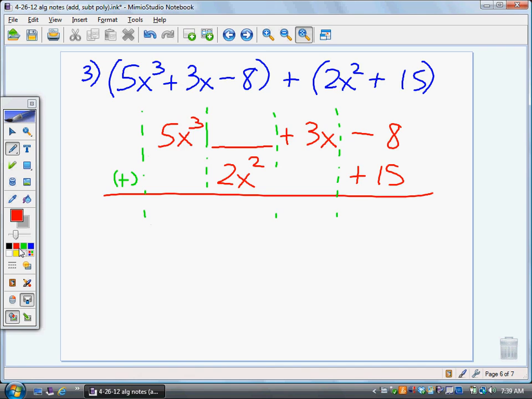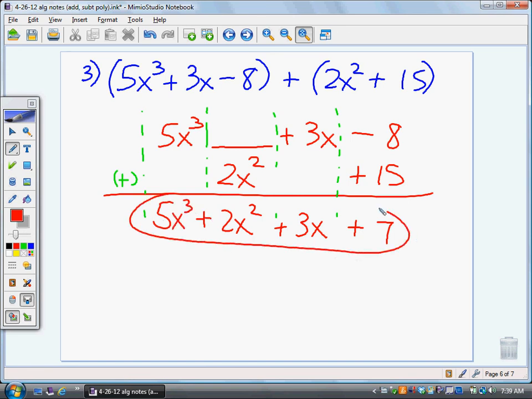Positive 15 and negative 8 makes positive 7. There is nothing to add to 3x, so it's just plus 3x. There is nothing to add to 2x squared, so it's plus 2x squared. And there is nothing to add to 5x to the third, so it's just positive 5x to the third. And then this is your answer. And you really only had to add the negative 8 and the positive 15 because nothing else had like terms. And that's doing it vertically. If you had done it horizontally, you would have just had your 5 terms. You would have found all the ones that were like and put all of those together.